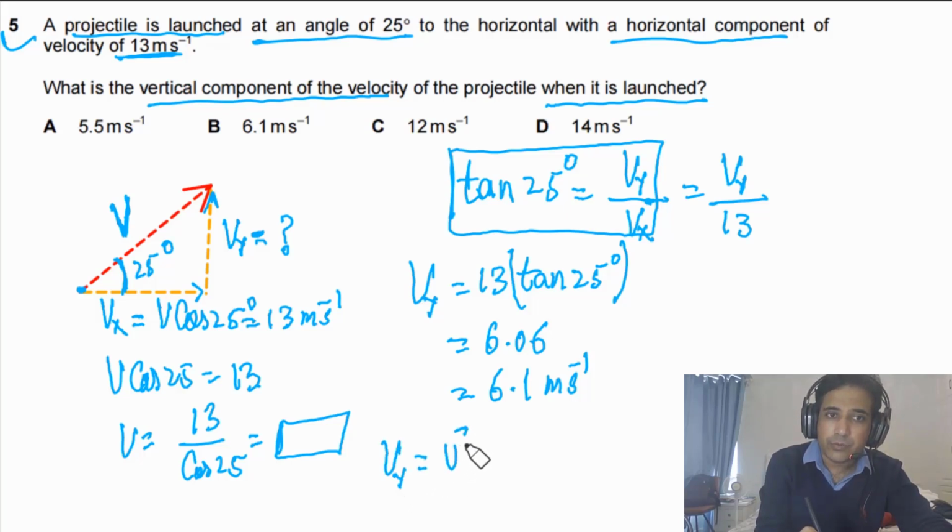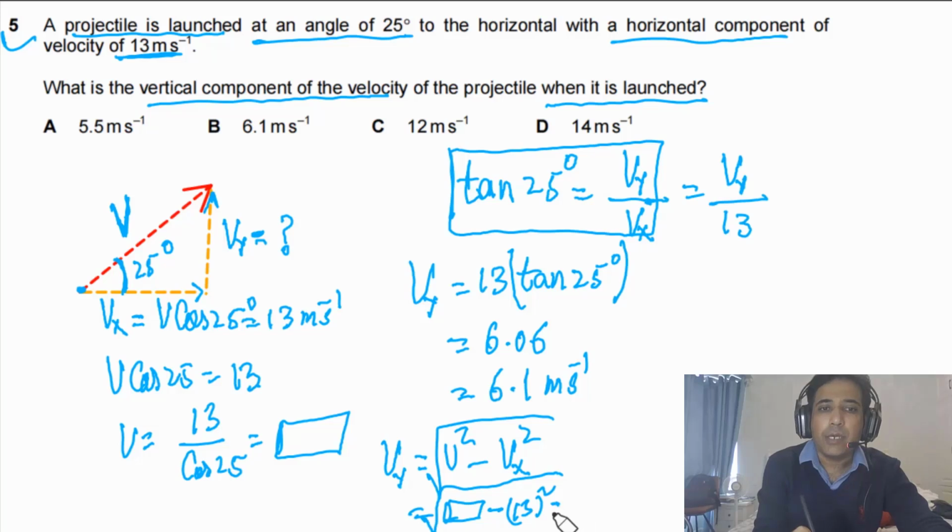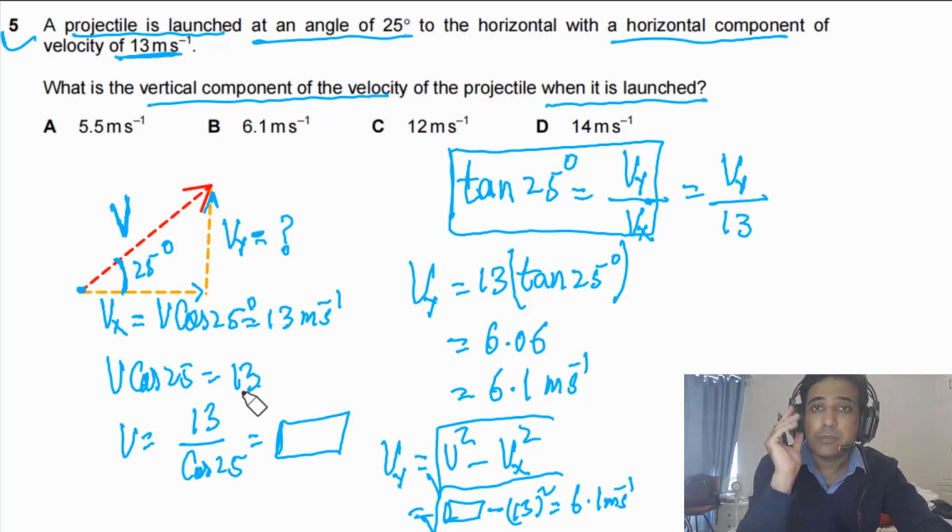This will be equal to the square root of V square minus Vx square. So we have answer of V here. Vx we have, that is 13, and if you solve this one, again your answer should be 6.1 meters per second. So this is alternate method, means alternate approach to answer this question.